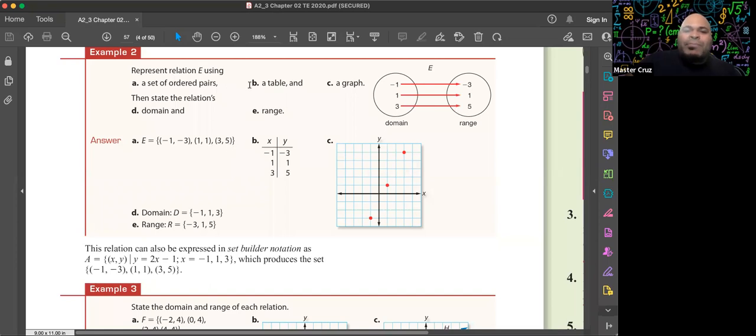And then part B says represent the same relation as a table. So this is still the same. List all the x values with the corresponding y value. So you just literally copy and paste, and that's the same data.